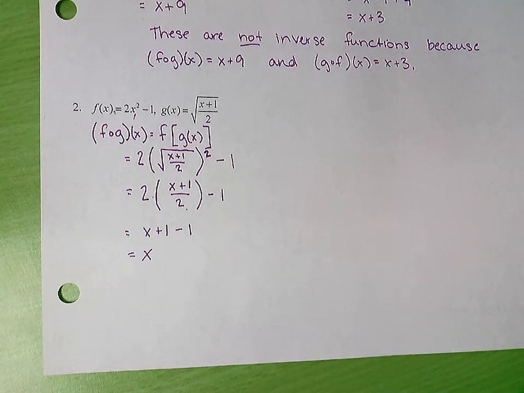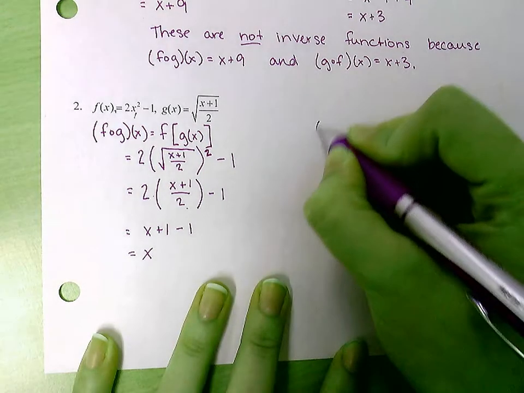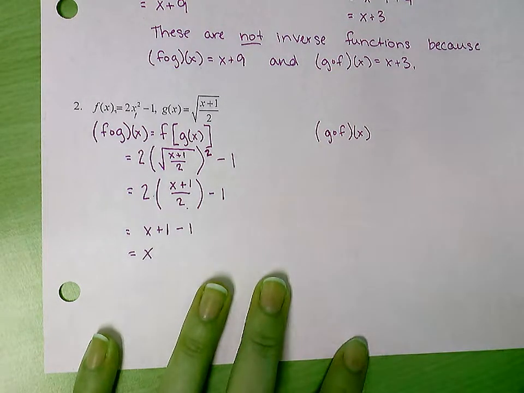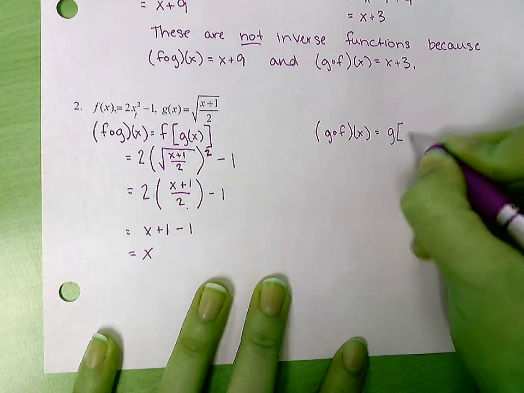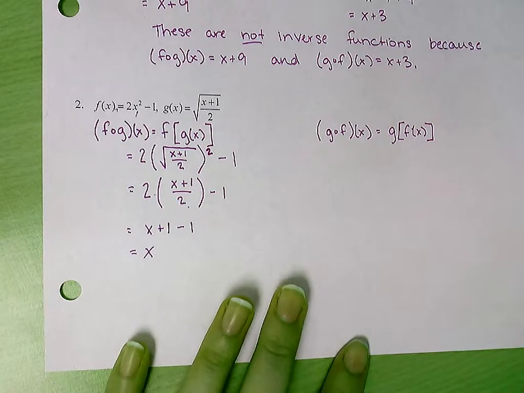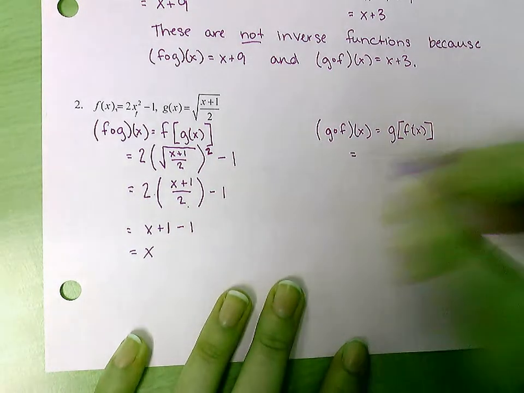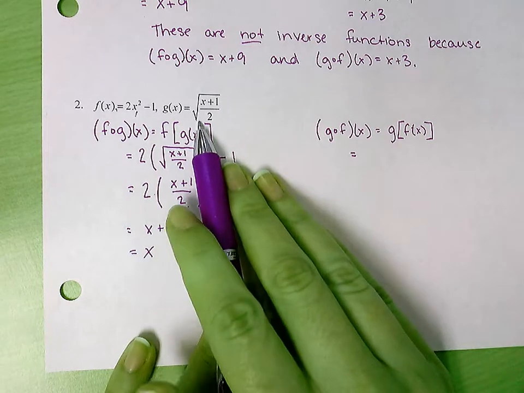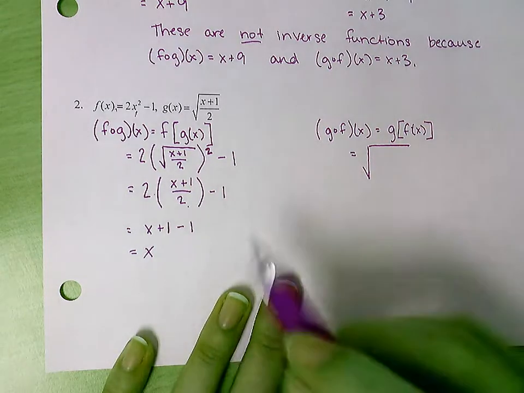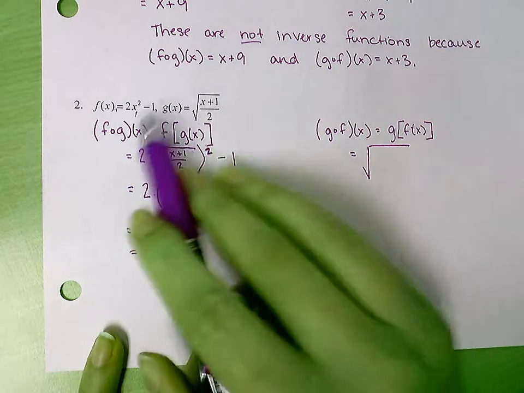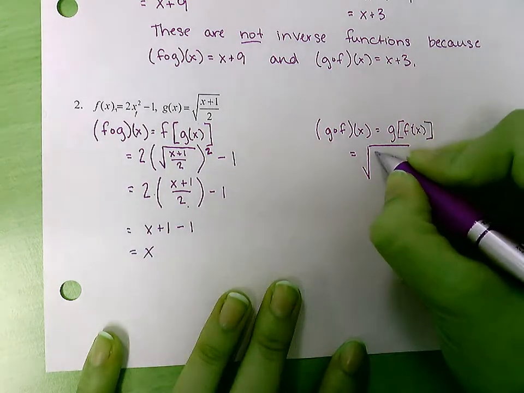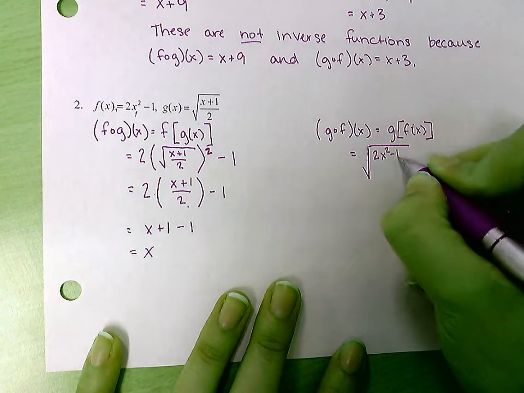Now I have to do the same thing with g of f of x. So I have g of f of x. So I'm plugging in f of x for the x's in my g function. Okay, so I'm looking at this one now. So I need that square root. I have this x here. I need to plug in what I have for my f. So I have 2x squared minus 1.